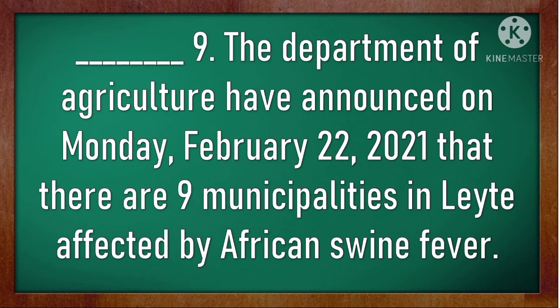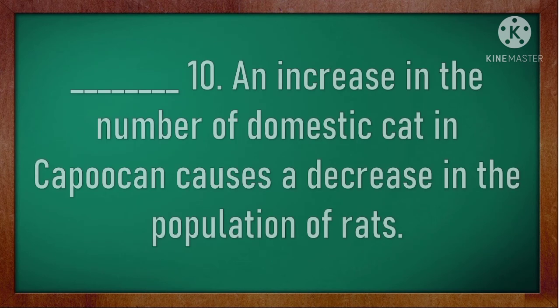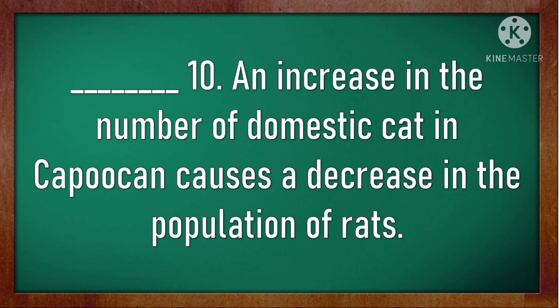Number 9. The Department of Agriculture announced on Monday, February 22, 2021, that there are 9 municipalities in Leyte affected by African swine fever. Number 10. An increase in the number of domestic cats in Capoocan causes a decrease in the population of rats.